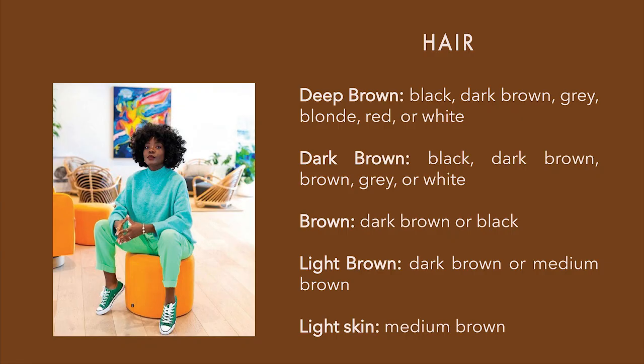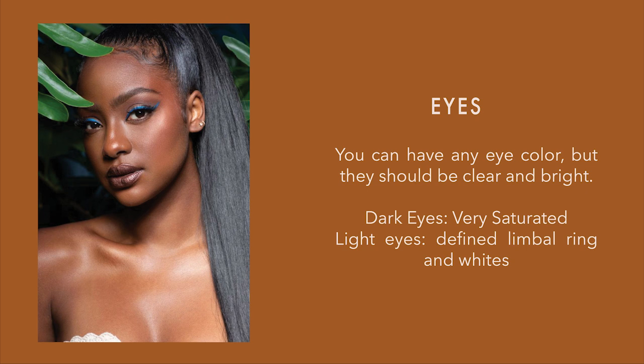Hair. They can have lots of hair colors, but they usually range from black or black brown. But if you have natural black hair, that can indicate that you're a dark type instead. You can also have brown hair ranging from dark to light, and you can also have red, blonde, gray, or white hair.